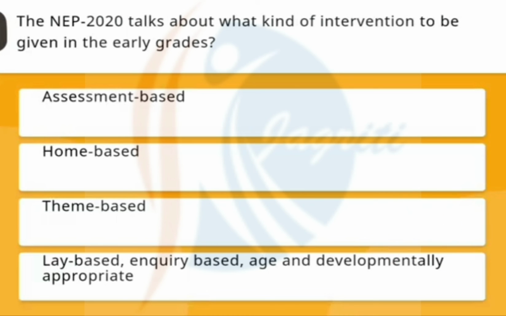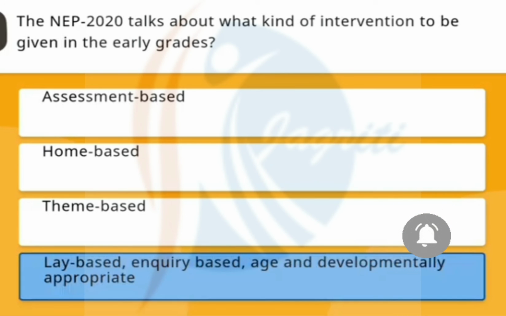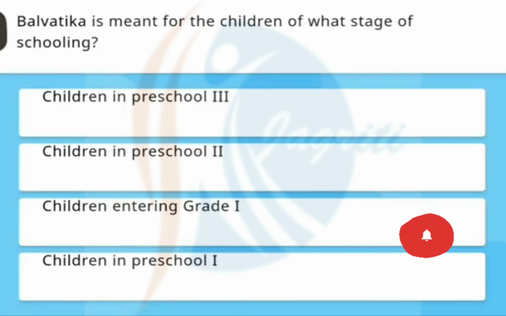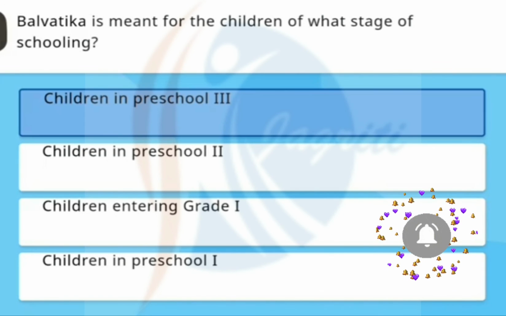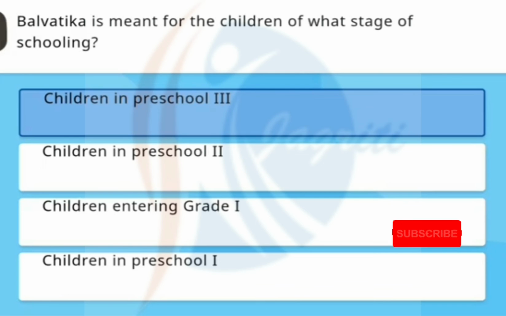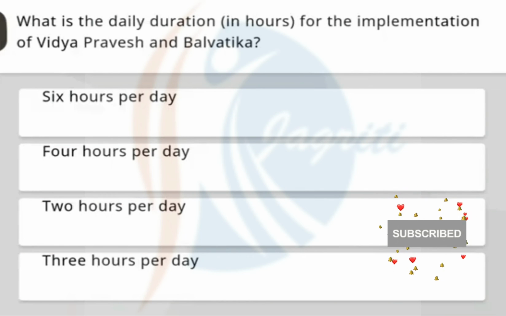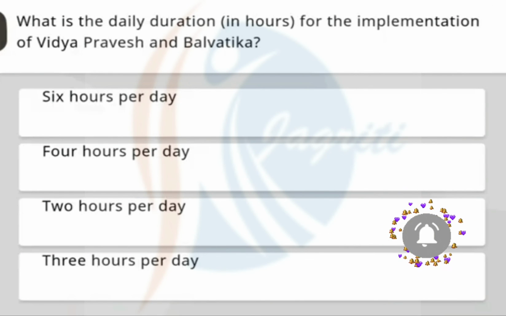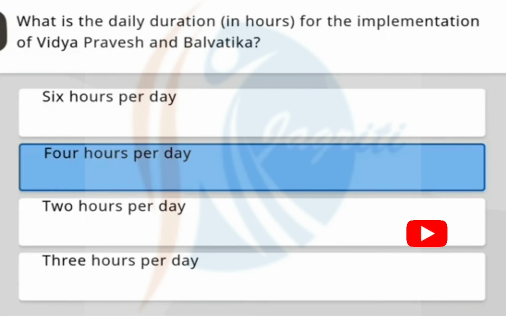The NEP 2020 talks about what kind of interventions to be given in the early grades. Correct option is play-based, inquiry-based, age and developmentally appropriate. Next question. Balvatika is meant for the children of what stage of schooling? Correct option is children in preschool third. Next question. What is the daily duration for the implementation of Vidya Pravesh and Balvatika? Correct option is 4 hours per day.